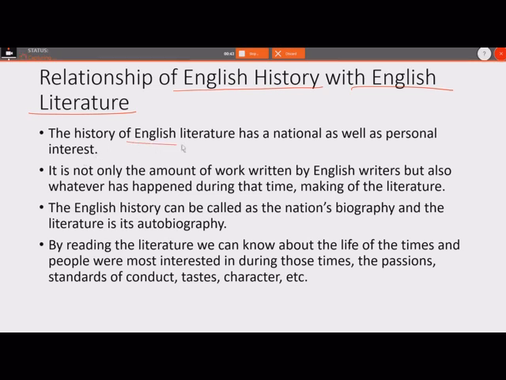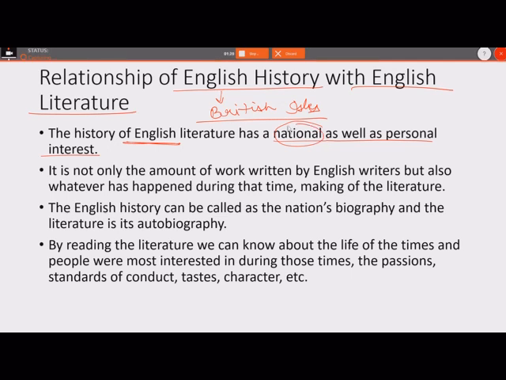So when we talk about English literature in this particular context right now, we are talking about the literature which was produced in the British Isles by the English people, by the natives of England, Scotland, and Ireland. So here when we say a relationship between English history and English literature, we are talking about those parts. So the history of English literature has a national as well as personal interest.